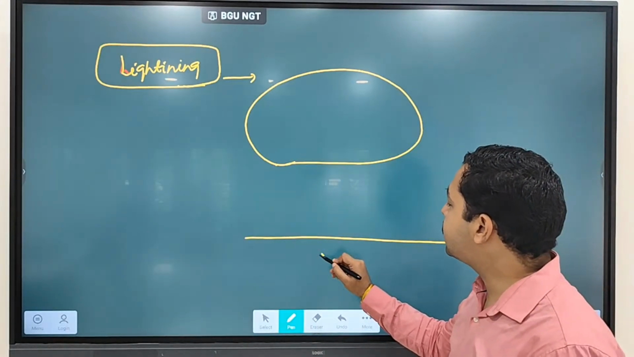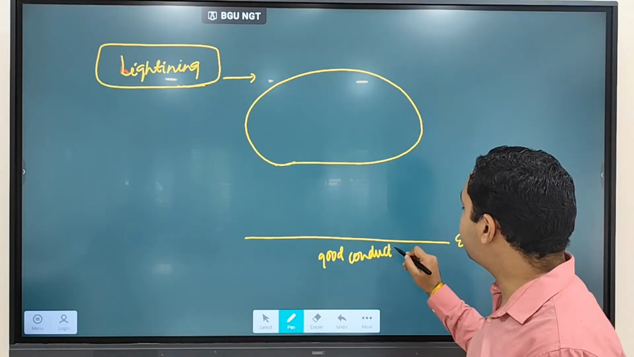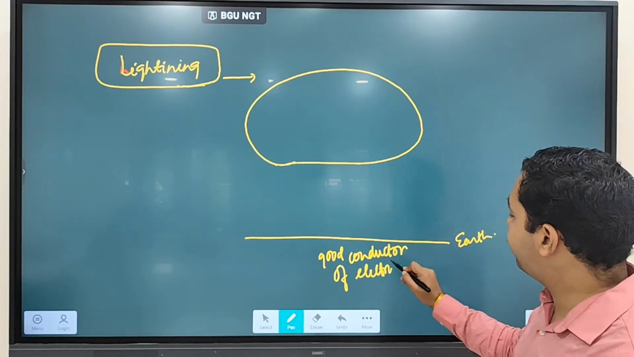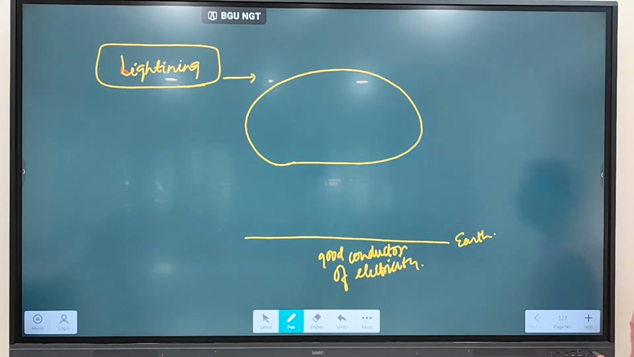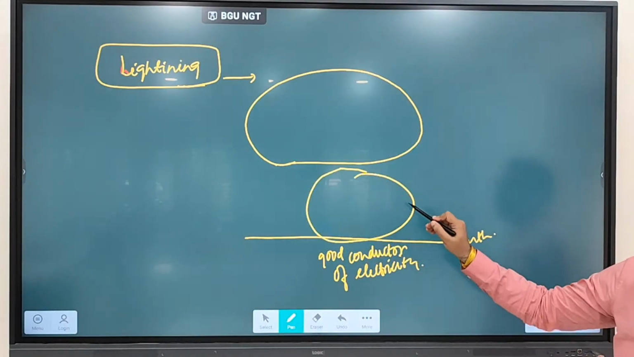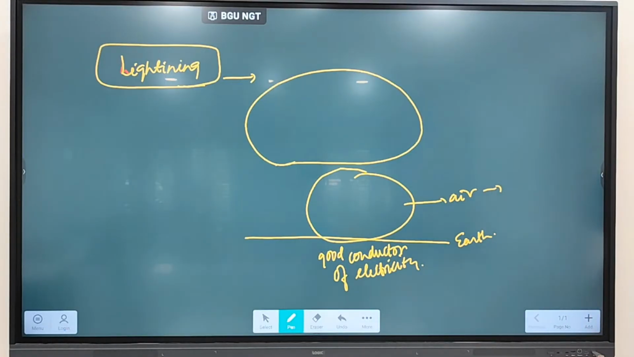Now Earth is considered a good conductor of electricity. So Earth is a good conductor of electricity. Clear? What about air? Is air a good conductor or a bad conductor? Air is a bad conductor of electricity. Not a very good conductor of electricity.